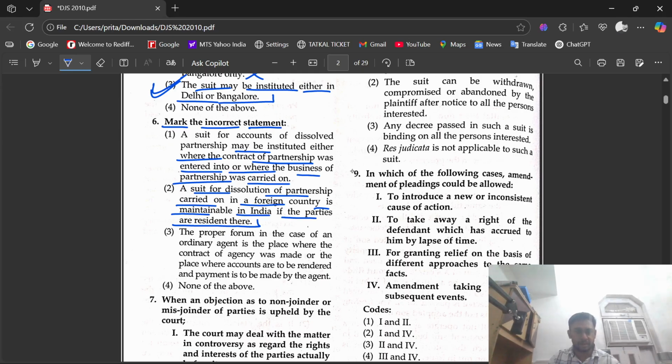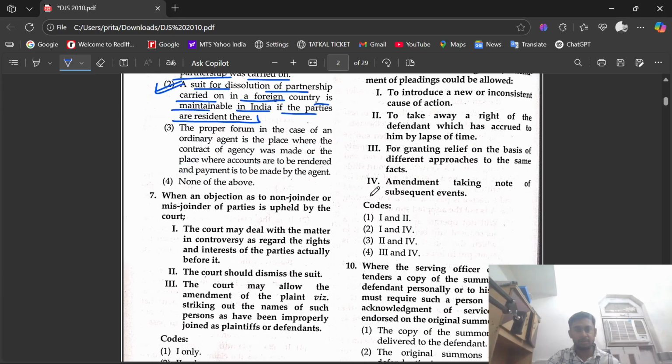The proper forum in the case of an ordinary agent is the place where the contract of agency was made or the place where accounts are to be rendered and payment is made by the agent. The right option is the second. A suit for dissolution of partnership carried on in a foreign country is maintainable in India if the parties are resident there. This is wrong.